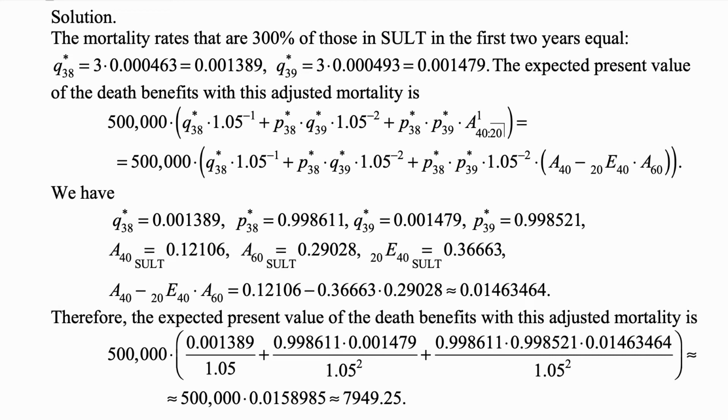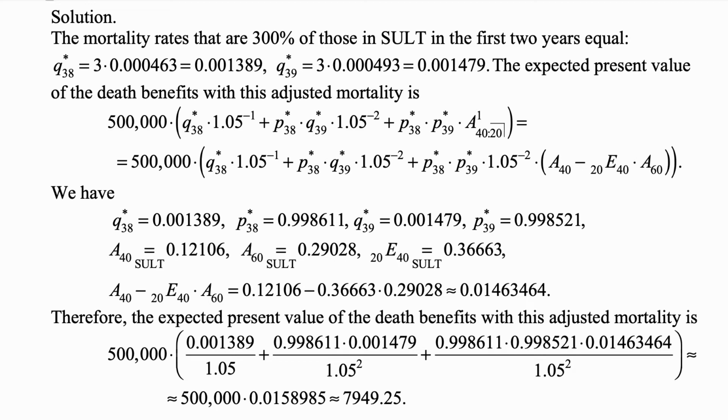times q38 star, the probability of dying the first year, times 1.05 to the -1, because the death benefit is paid at the end of the year. So this is the expected present value of the death benefit in the first year. For the second year, p38 star, because the person is to live through the first year to die in the second year, times the probability of dying in the second year once you live through the first year, which is q39 star, because the mortality is still adjusted there, times 1.05 to the -2, because we're discounting from the time 2 of the payment. The payment is made at the end of the policy year.